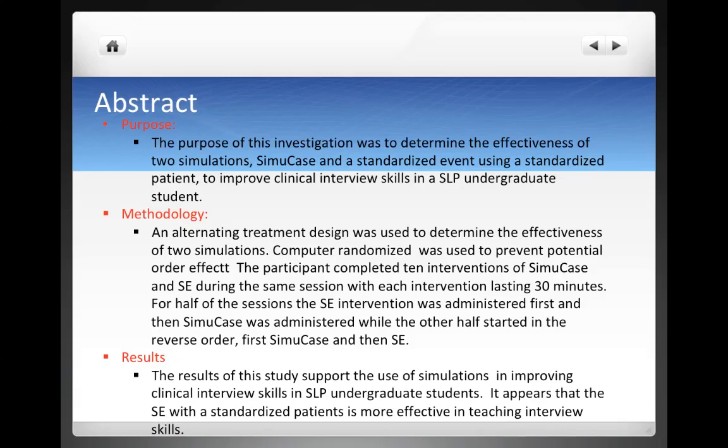An alternating treatment design was used to determine the effectiveness of the two simulations. And the results of this study support the use of simulations in improving clinical interview skills in speech-language pathology undergrad students. It appears that the standardized event intervention with a standardized patient is more effective in teaching interview skills.